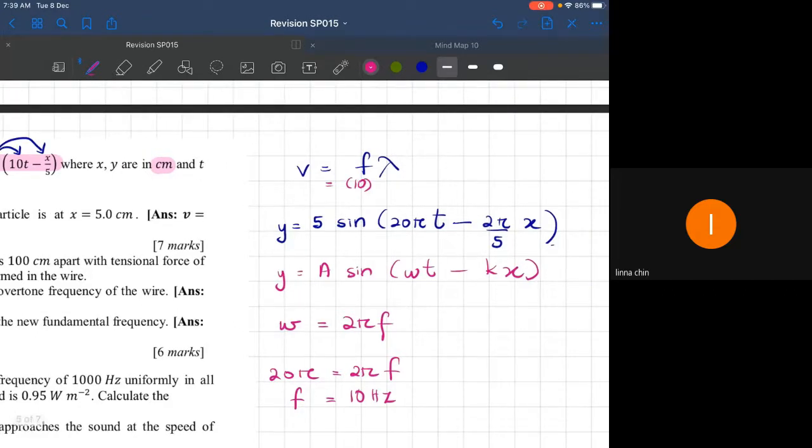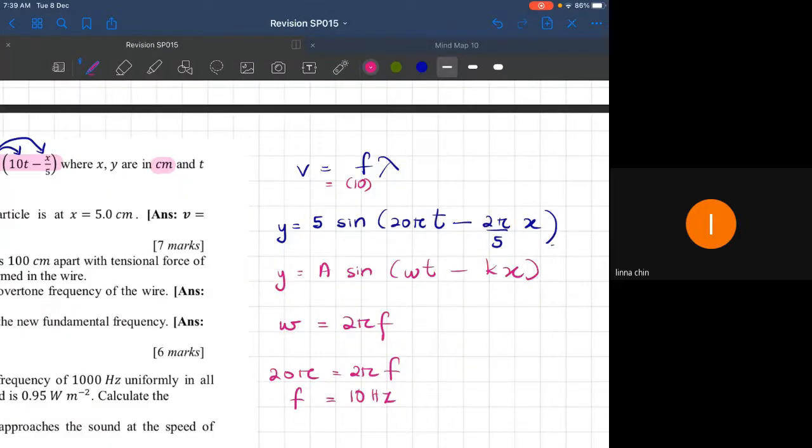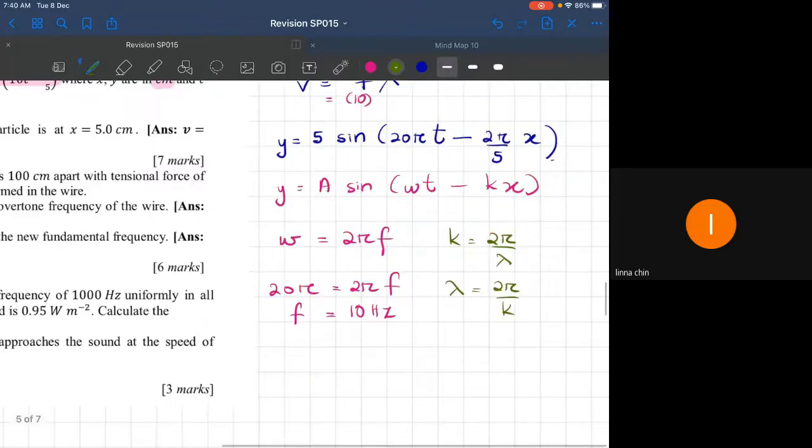So kita tahu K sama dengan 2 pi over lambda. So kamu pun buatlah K sama dengan 2 pi over lambda, dan lambda sama dengan 2 pi over K. So 2 pi over K, our K is 2 pi over 5. So akan dapat lambda kamu. Okay, so sekarang ni lambda kamu akan dapat 5 cm sebab ni cancel lah kan.